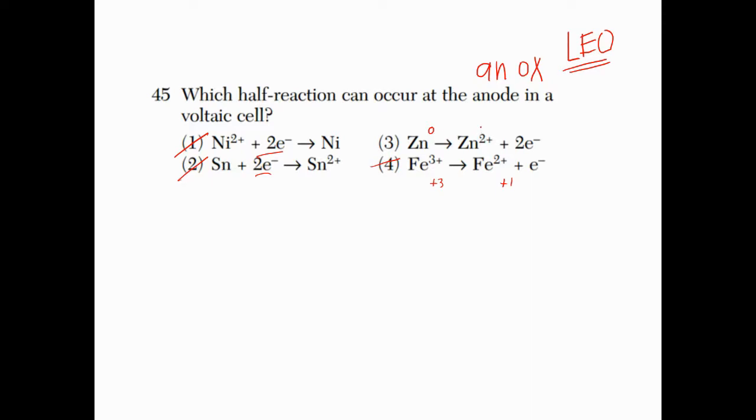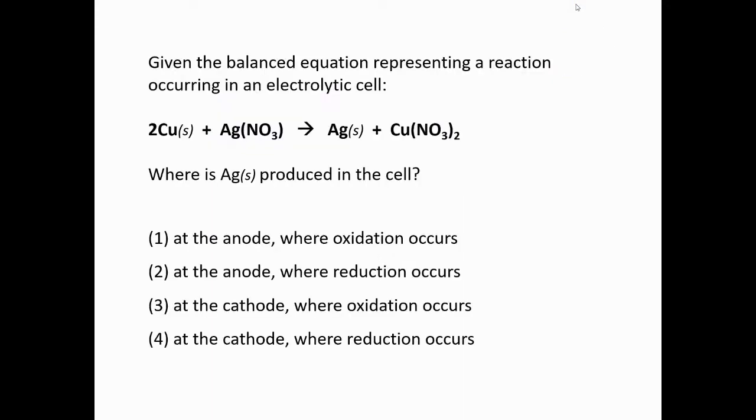Whereas on this one, we got 0, plus 2, minus 2. Both sides of the reaction add up to 0. That's a correct reaction for oxidation. That will happen at the anode because it's oxidation. It's a correct oxidation reaction.